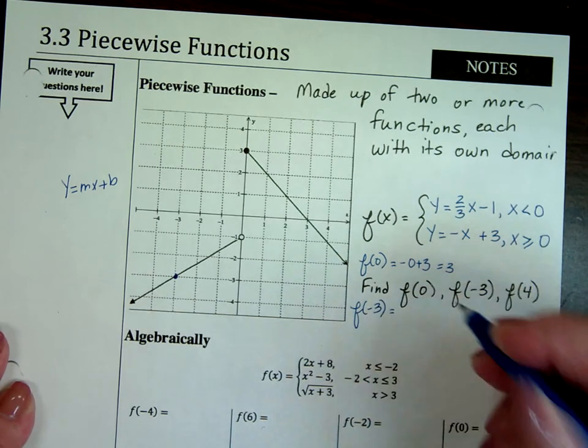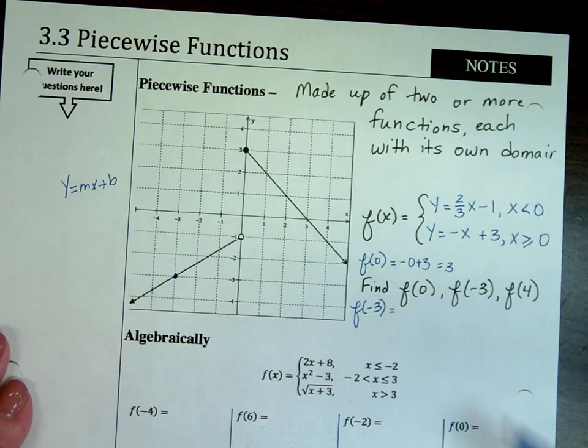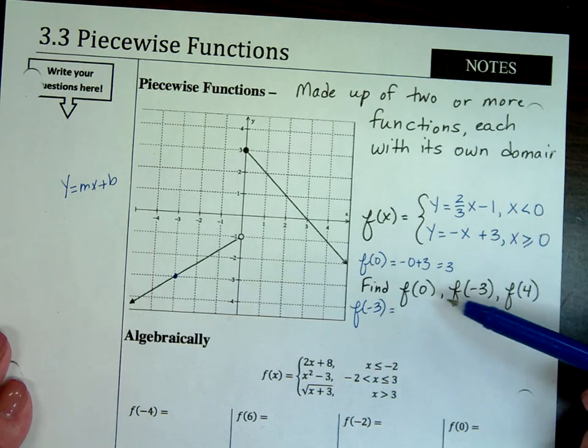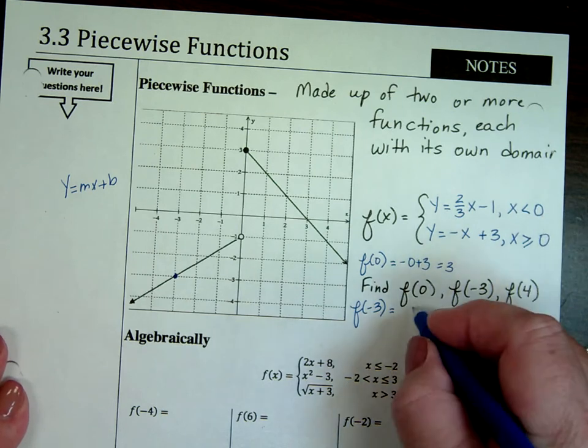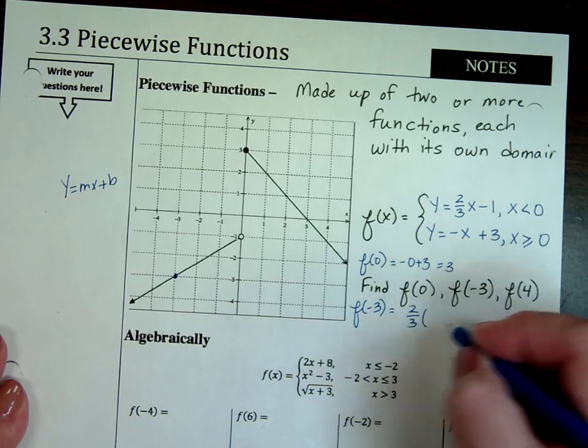We have two equations to choose from. Is it part of this or is it part of that? So I've got to check out the inequalities and see which one works. So if I look at this, where is negative 3? Is negative 3 less than 0? And we say, yep, it is. So therefore I'm going to use this top one. So I have 2/3 times x, negative 3, minus 1.